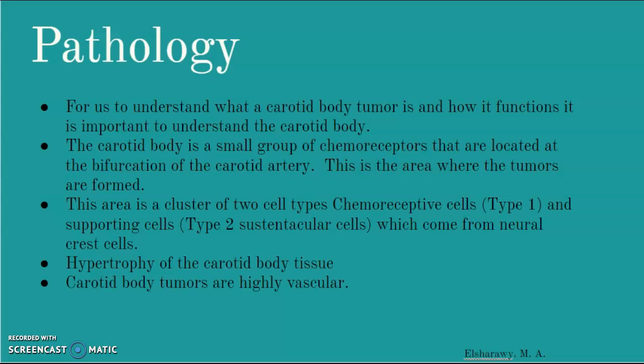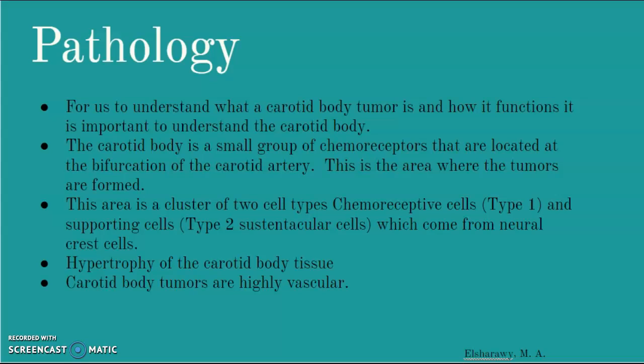So now we're going to talk about the pathology of carotid body tumors. For us to determine what a carotid body tumor is and how it functions, it's important to understand what the carotid body exactly is. So this carotid body is a small group of chemoreceptors that are located at the bifurcation of the carotid arteries. This is the area where the tumors are formed, like I said before.